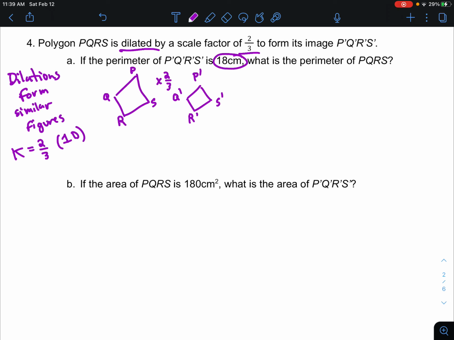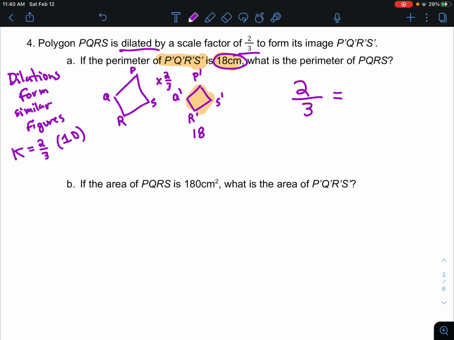And we are given the perimeter of P prime, Q prime, R prime, S prime. So we're given the perimeter of our image, or our second shape here. So we'd have to go backwards to figure out what the original perimeter of PQRS is. Now there's a couple of ways to do this, but my recommendation is to set up a proportion. So we know that the scale factor is 2/3, right? The one-dimensional scale factor is 2/3.